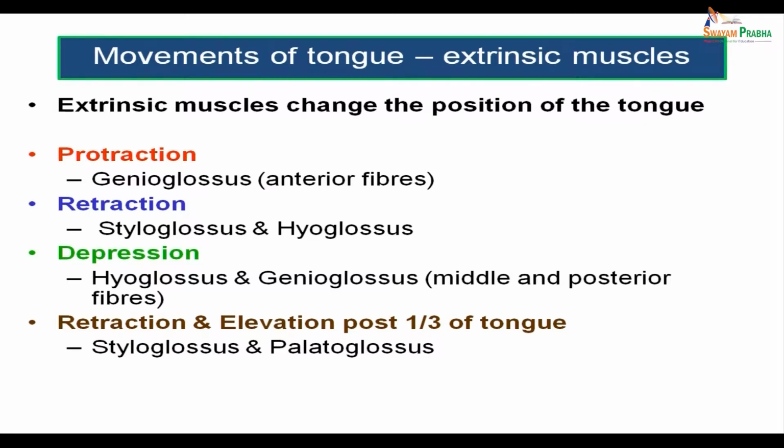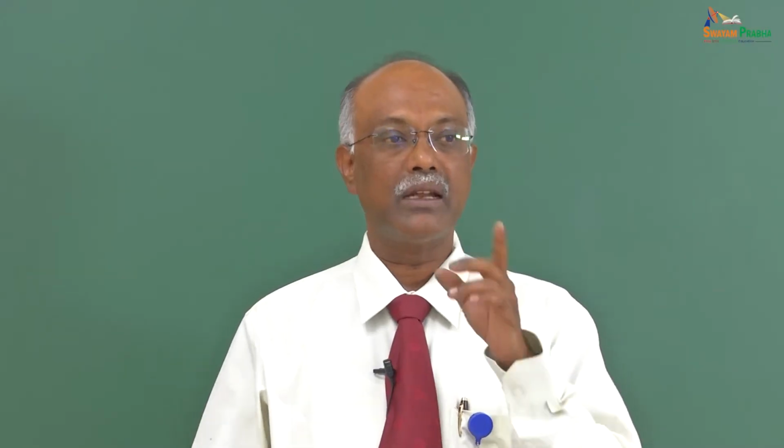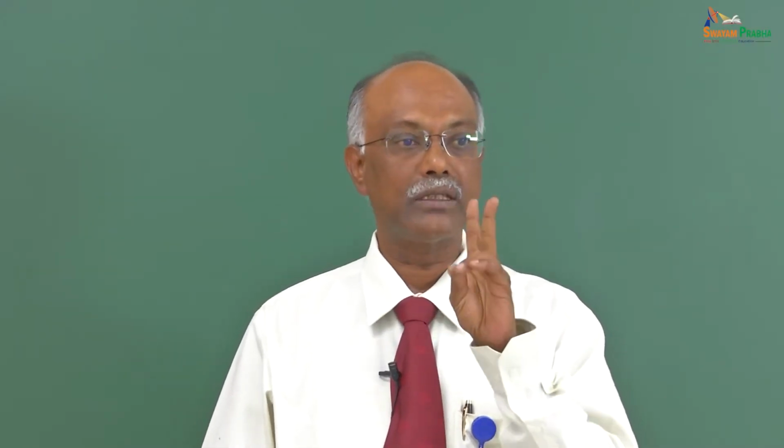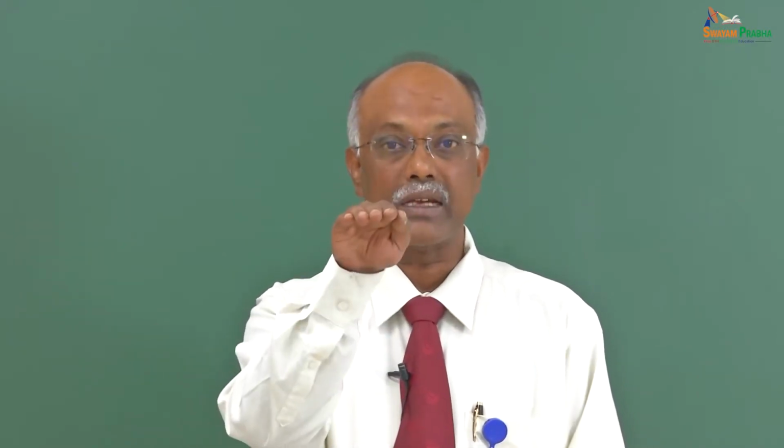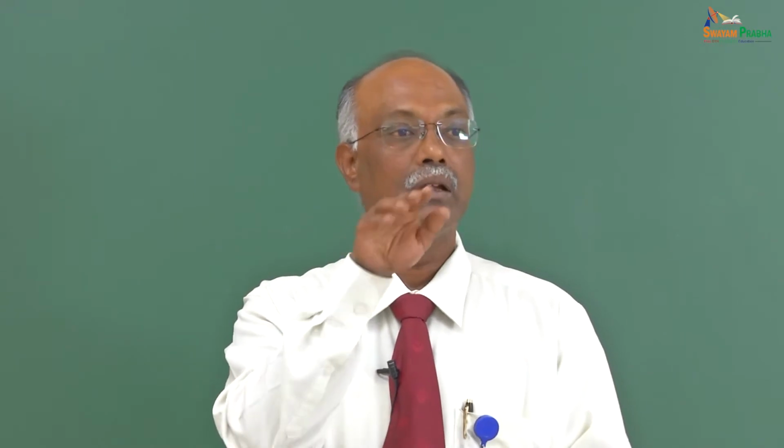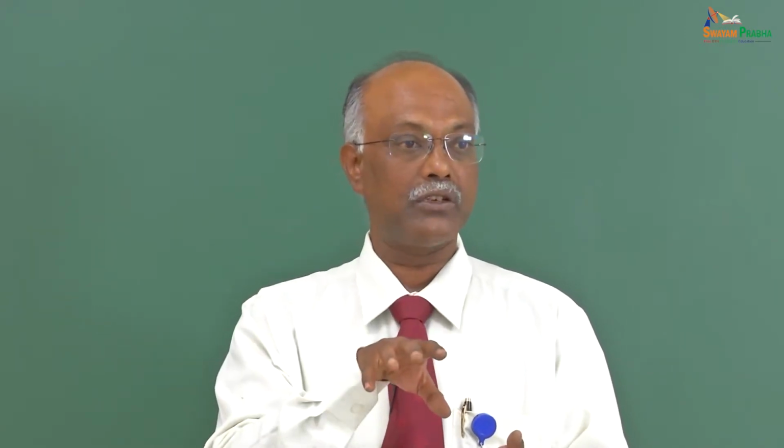Retraction and elevation of the posterior one-third of the tongue is caused by styloglossus and palatoglossus. So, if you have a quick review, note that the genioglossus has two sets of actions. The anterior fibers of genioglossus cause protraction, that is, bring the tongue forwards. The middle and the posterior fibers of genioglossus help in depression of the tongue. So, the genioglossus has two functions. Anterior fibers cause protraction, whereas the middle and the posterior fibers cause depression.